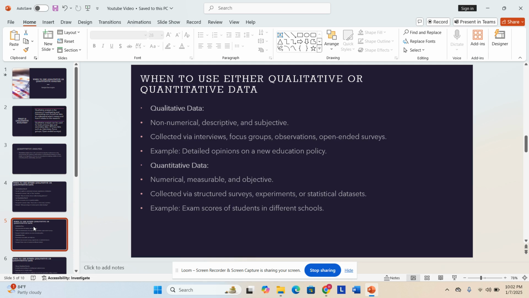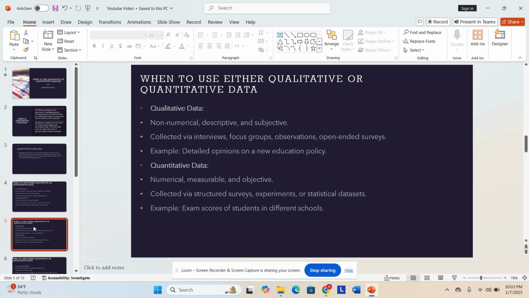If you say you want to use a questionnaire for this type of data, it means you are already preempting their responses. So you are giving them options to pick from what you have preempted. But if you do it via interview, you are giving them access to speak out their mind. And then that's going to give you the real raw data, the facts that you need. But you can use quantitative data if what you want is numerical, measurable, and objective.